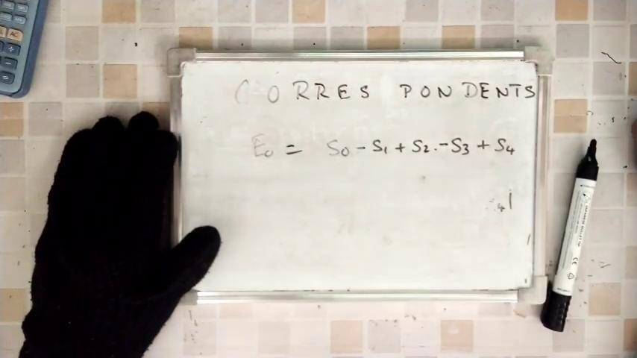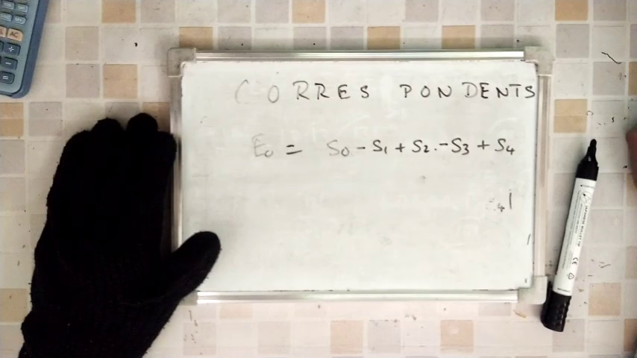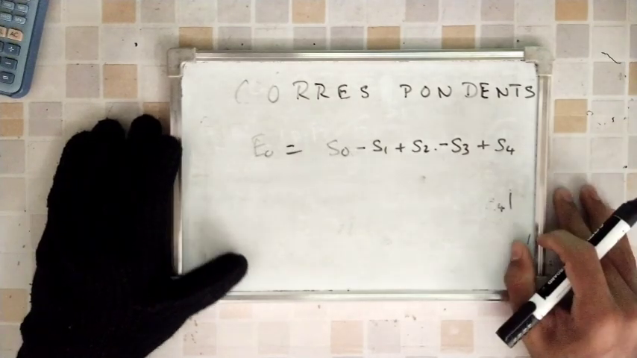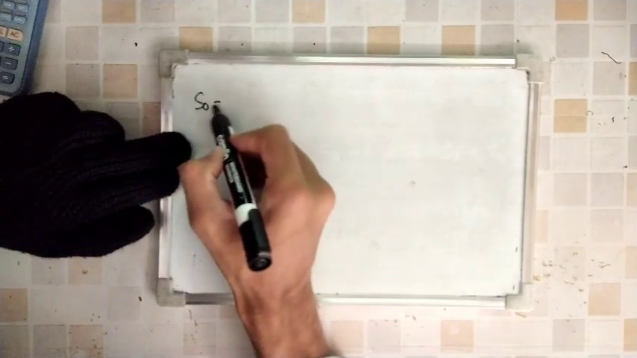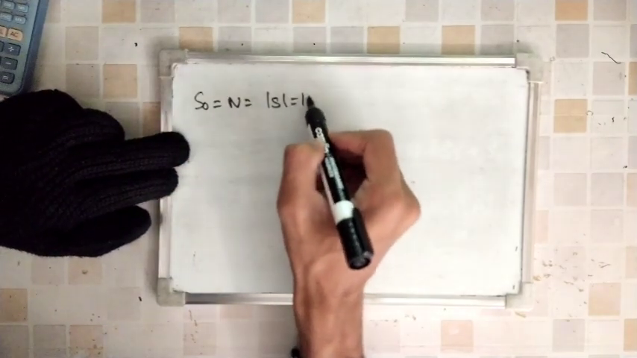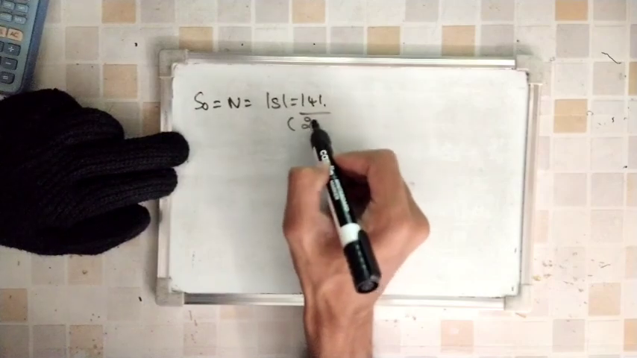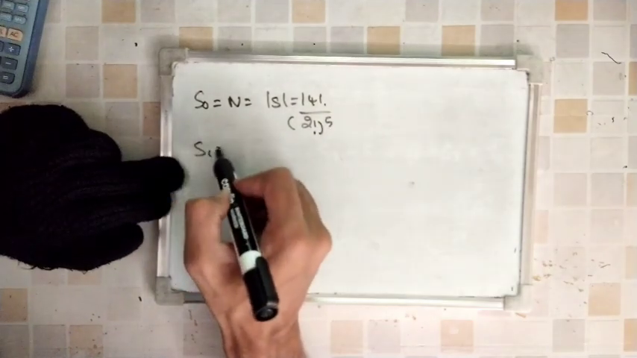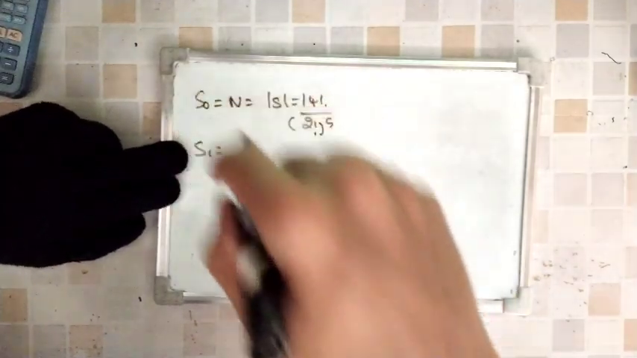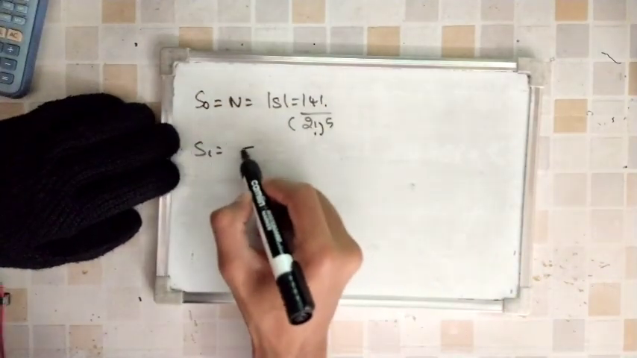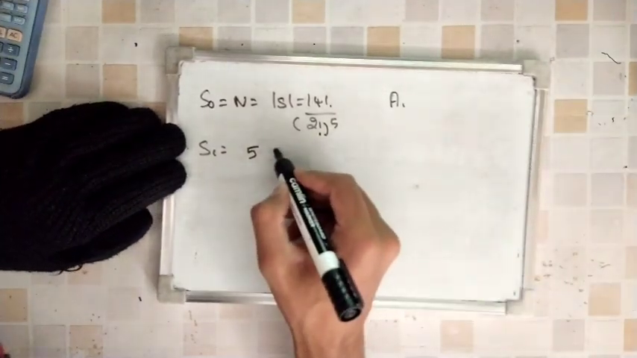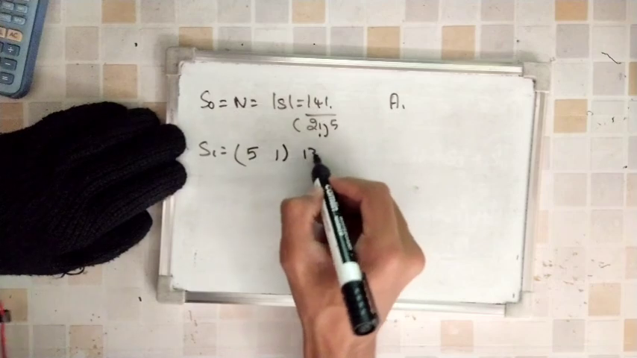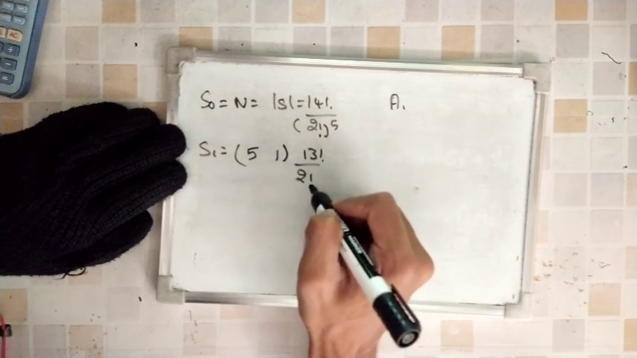But also, see here, S naught is equal to n factorial, S1 is equal to C into 5 times, I am explaining so badly. S naught is equal to n, which is mod S, equal to 14 factorial divided by 2 factorial to the power of 5. Similarly, S1, we had found that Ai, so that will be 5 comma 1 into 13 factorial divided by 2 factorial to the power of 4.